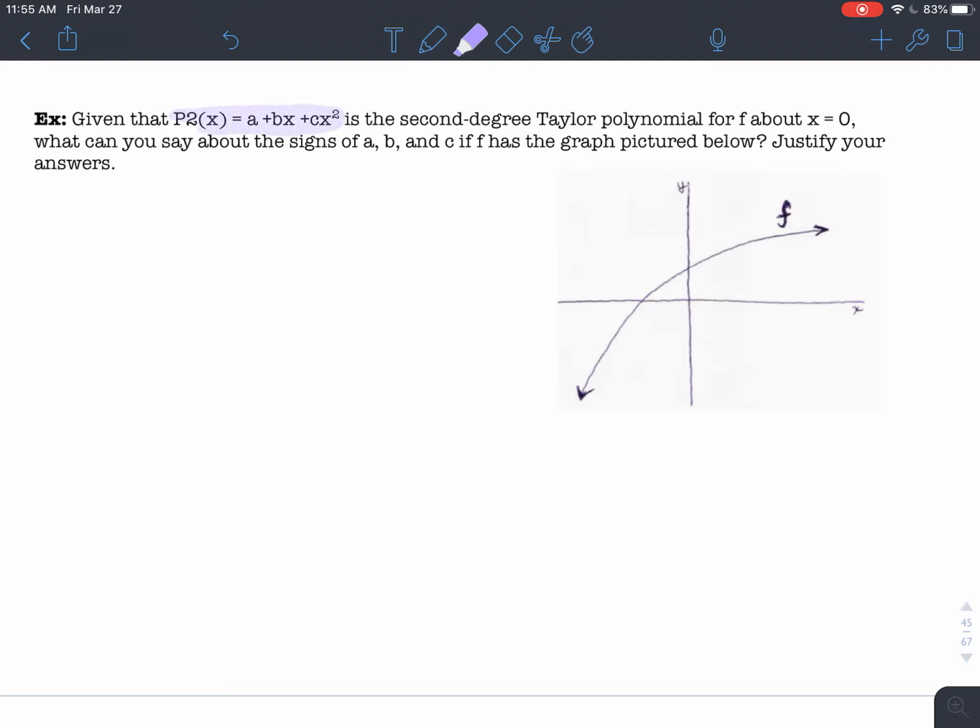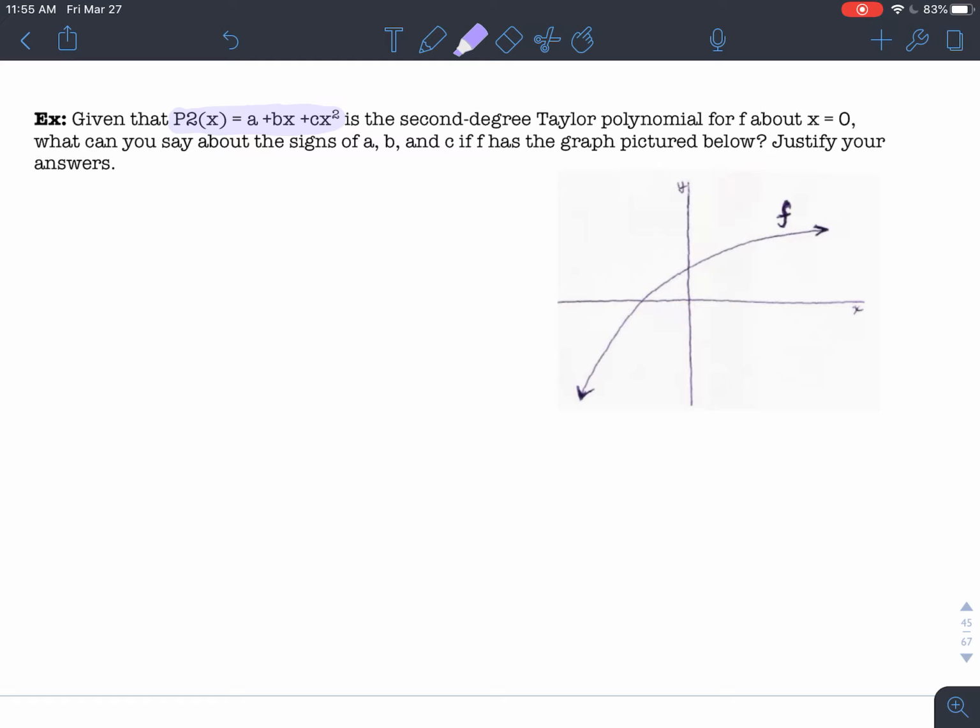So some other ways that we can use second degree Taylor polynomials. We're given that the second degree Taylor polynomial is given by our standard version of a quadratic, right? It's just a little backwards. Usually we think of a as being the coefficient of the x squared term, but it doesn't really matter. They're just parameters, variables standing in place of numbers.